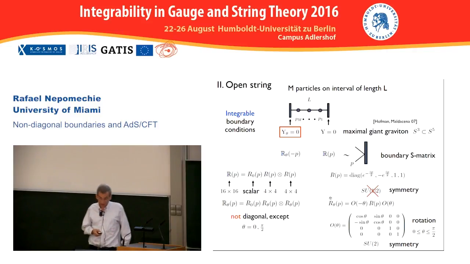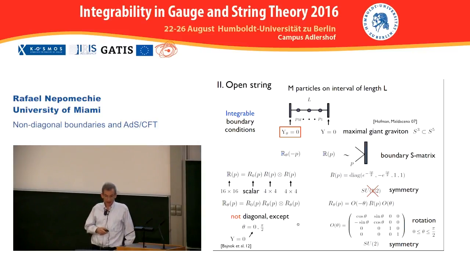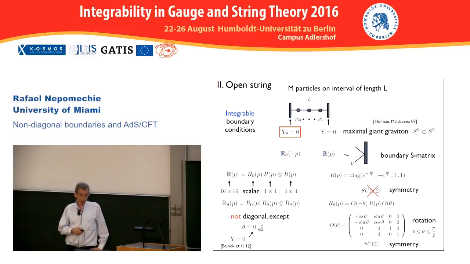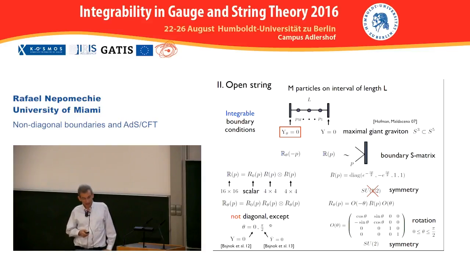So it's not diagonal except for the 2 points when theta is equal to 0, when we're back to the YY problem, and that theta is equal to pi over 2. So this theta equals 0 case, the y equals 0 problem, on both ends, we looked at some years ago. And then the case of theta equals pi over 2 corresponds to a y bar on the left and a y on the right. We also looked at this some years ago. So what we're doing now is just trying to fill in between these two cases.